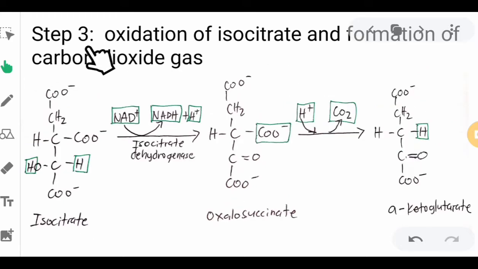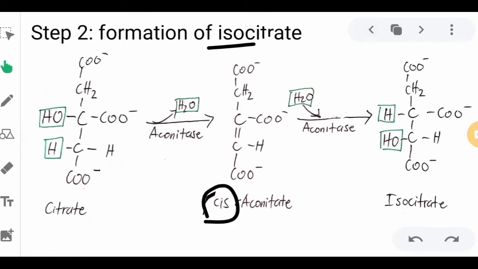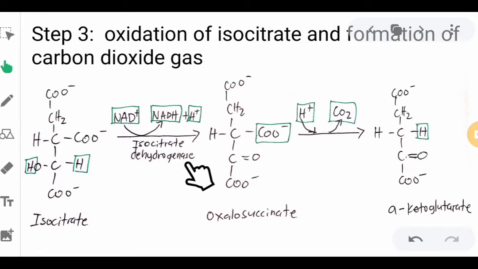For step 3, the process is all about the oxidation of isocitrate and the formation of carbon dioxide gas. So this is the isocitrate from step 2. With the help of the enzyme isocitrate dehydrogenase, from the term itself, dehydrogenase, it will remove the hydrogen in the isocitrate. And with the help of the coenzyme nicotinamide adenine dinucleotide, the oxidized form, the hydrogen here will reduce that, and it will produce the reduced form of nicotinamide adenine dinucleotide, and then a free hydrogen ion. That is where the hydrogen went. The hydrogen is here, and the other hydrogen is here.